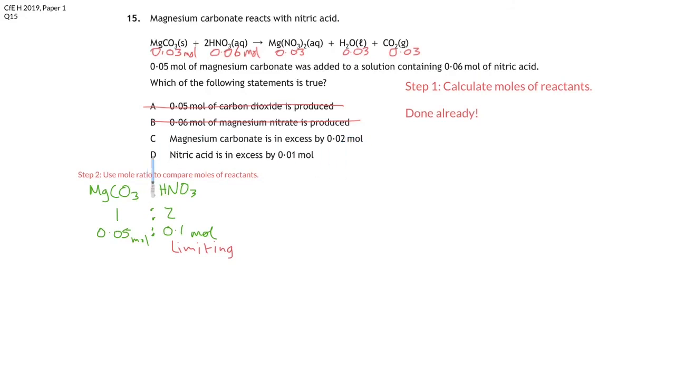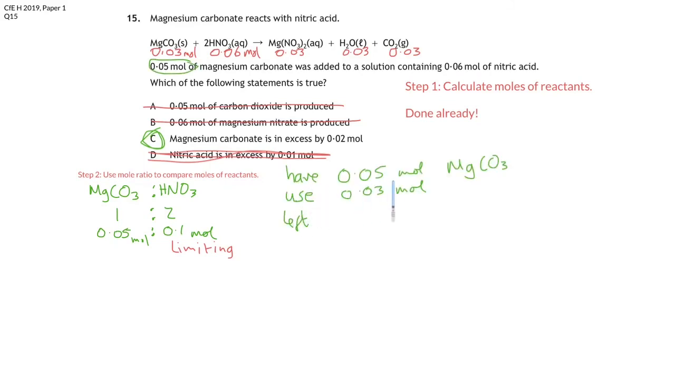Let's check the last one. Nitric acid is in excess. We can stop there. That's wrong as well. We know the nitric acid is limiting. So the answer has to be C. We can just check that over. From the question we know we have 0.05 moles of magnesium carbonate. We've worked out that we're using 0.03 moles of the magnesium carbonate. That means we're left over with 0.02 moles in excess. And that does indeed fit with answer C.